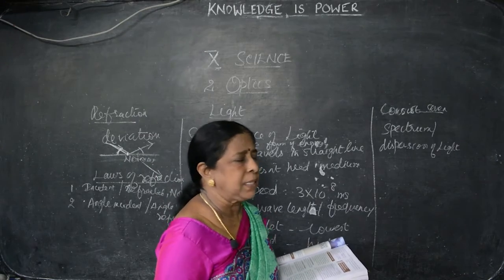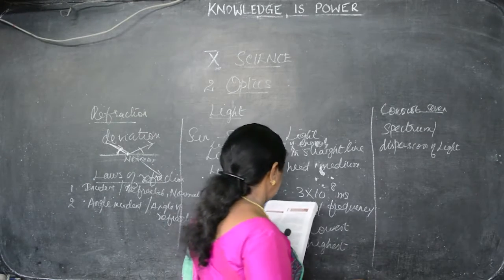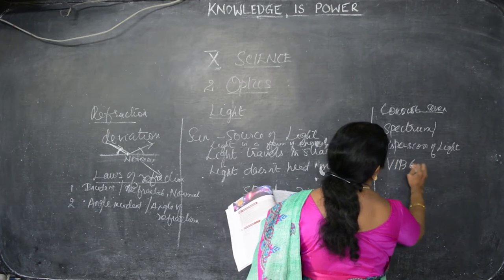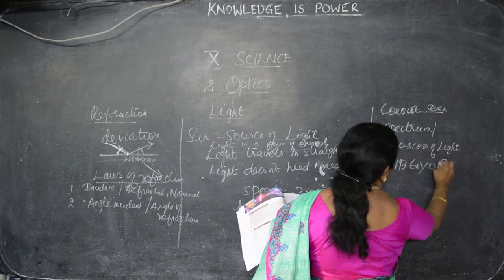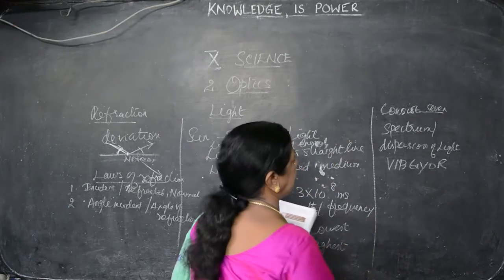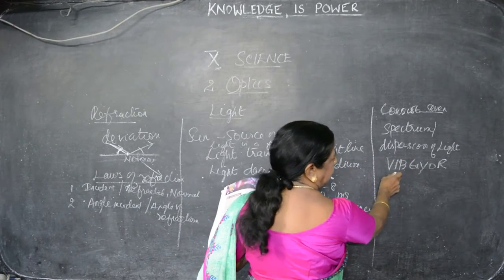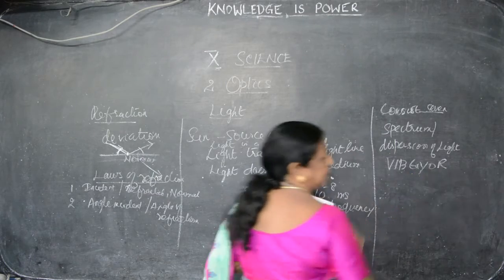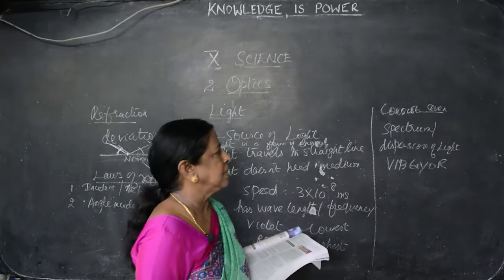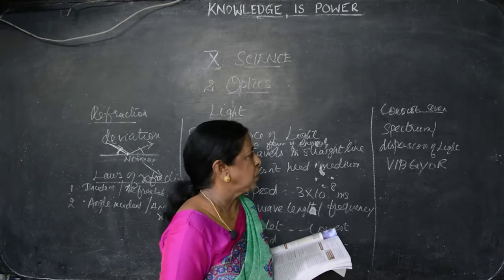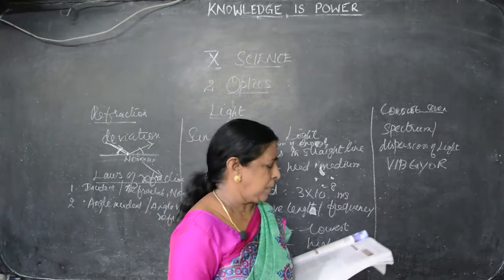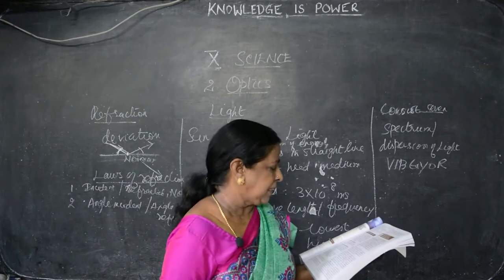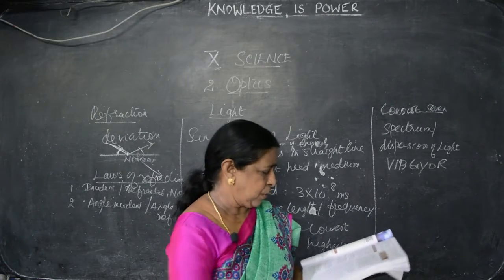So, how many colors are there? 7 colors. The 7 colors are known as VIBGYOR. In short, we remember it like this: VIBGYOR. Every letter stands for one color. V for violet, I for indigo, B for blue, then green, yellow, orange and red. So, the dispersion of 7 colors is known as dispersion or spectrum. In short, to remember all the colors, we just quote it as VIBGYOR.